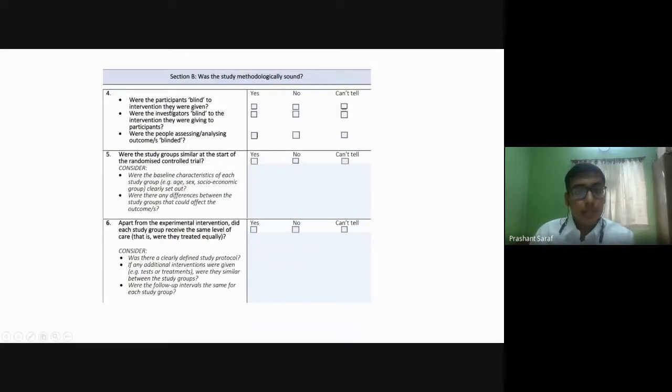Were the participants blind to the intervention? No, the participants were not blind and the investigators were also not blind. But were the people assessing or analyzing the outcomes blinded? This was not clearly mentioned. In the article, it was just written that the findings are not shared with either the funders or the WHO executive group, but whether the analyzers were blinded or not was not mentioned. So we can't tell that. Were the study groups similar? Yes, because we have seen the baseline characteristics.